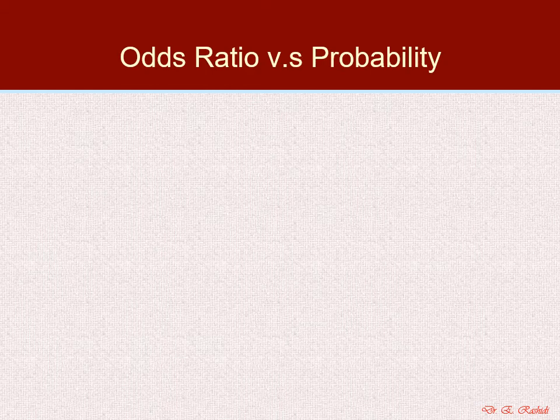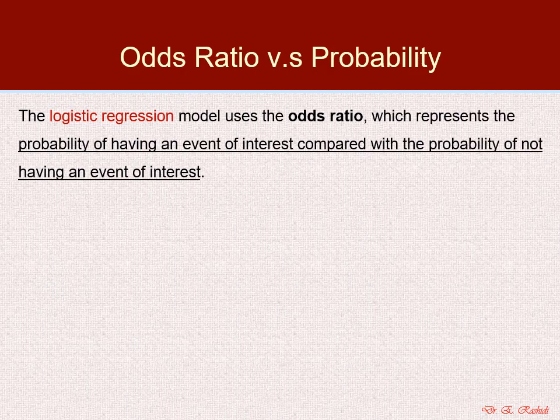Let's now dig deeper to see how logistic regression really works. The logistic regression model uses the odds ratio, which is a representation of the probability of having an event of interest compared with the probability of not having an event of interest. This is because the problem we are working on is a classification for a two-class problem, a 0 or 1 problem, a binary problem. So that's why we are comparing the probability of something happening versus the probability of that event not happening.